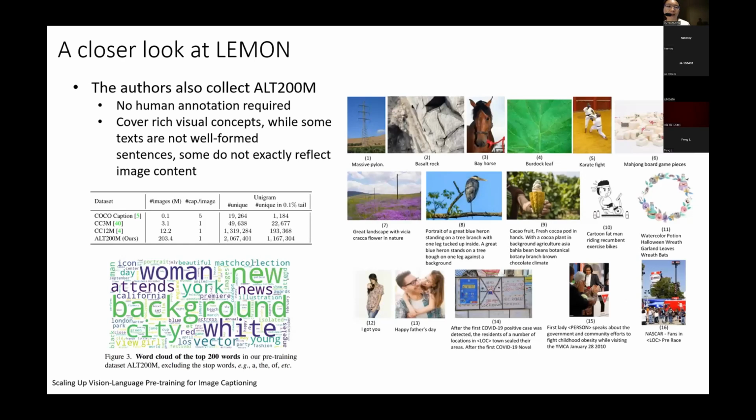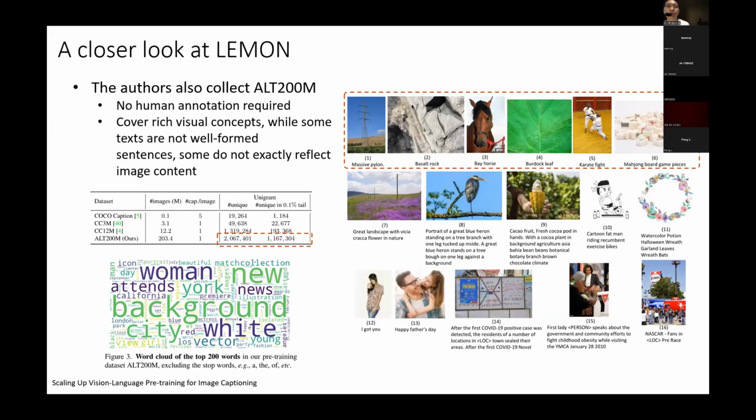They also collect the so-called LEMON 200 million dataset. There's no human annotation required. There are several properties in this dataset. One is that it covers rich visual concepts. As you can see from the table, the number of unique unigrams is very big, since usually with a large dataset the unique unigram count will be very big. Also, during pre-training, the data is not even well-formed sentences.